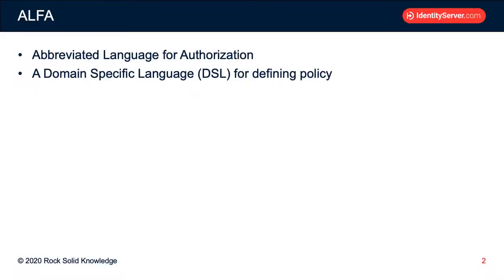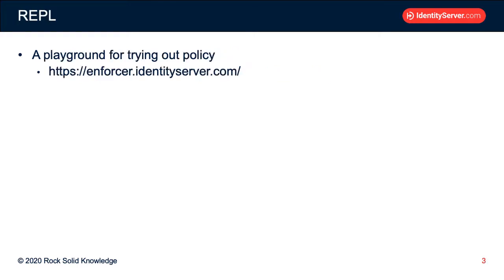So what we'll do here is use something called ALFA, which is the abbreviated language for authorization. This is a DSL, a domain-specific language for defining policy. And we'll try out ALFA in this thing called the REPL. You can think of this as a playground, a playground for trying out policy that you want to create.